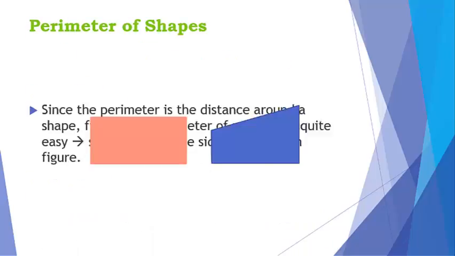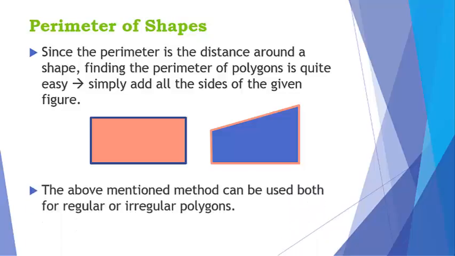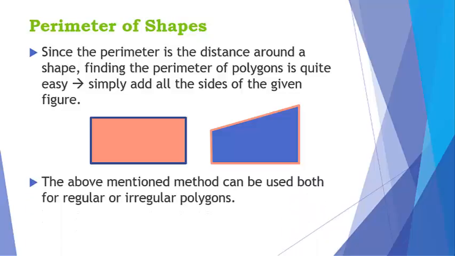Perimeter of shapes. Since the perimeter is the distance around the shape, finding the perimeter of polygons is quite easy. Simply add all the sides of the given figure. So we can have this side added to the length of this side, added to the length of the third side, plus the length of the last side. The above mentioned method can be used both for regular or irregular polygons.